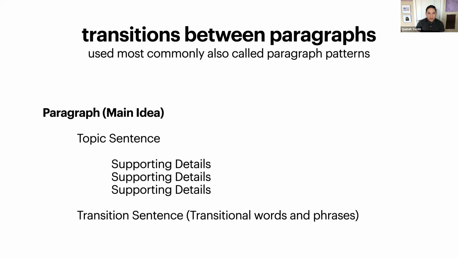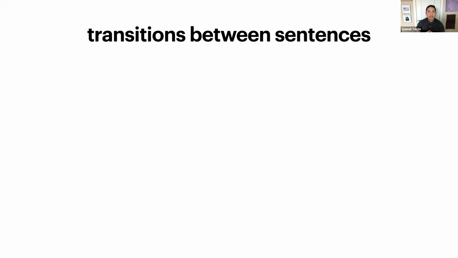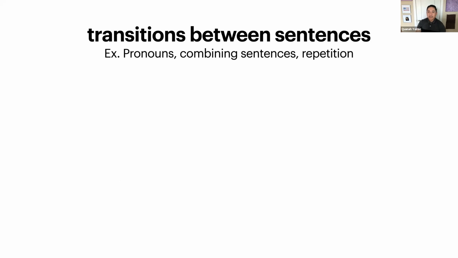And then the last one is transitions between sentences. This is all the way broken down into sentences. So like going back to parts of speech like pronouns, combining sentences, repetition, right? Within the sentences portion, like sentence structures. So there is transitioning that needs to happen within these sentences so that we don't lose a reader, because subject verb agreement and stuff like that can also affect how people interpret the information you give them. So pronouns, combining sentences, repetition.